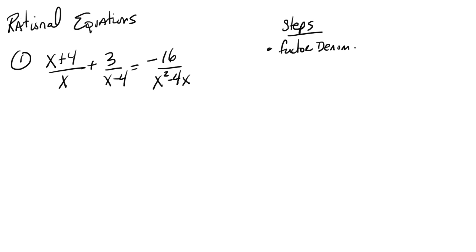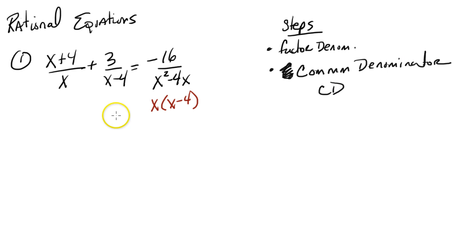So when I look, I could take out an x, right? We always look for greatest common factor first, and this is x minus 4. Then after I factor the denominators, I need to find a common denominator, otherwise known as a CD. So you look through the problem and maybe I'll put parentheses around this x minus 4. The common denominator has to have an x in it, and it has to have x minus 4. So my CD in this problem is going to be x times x minus 4.